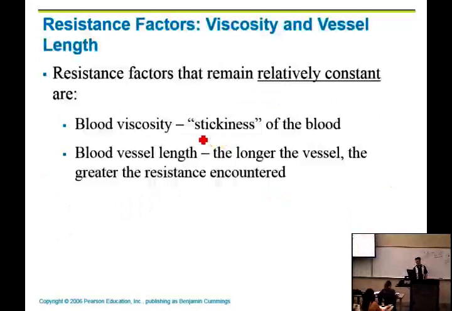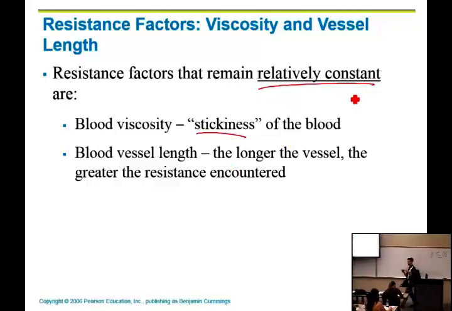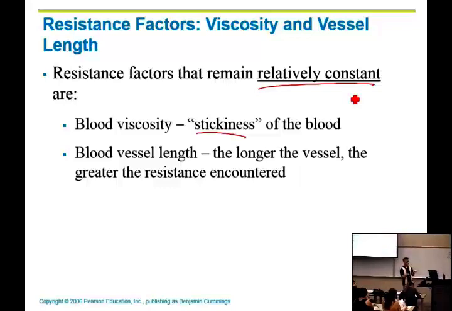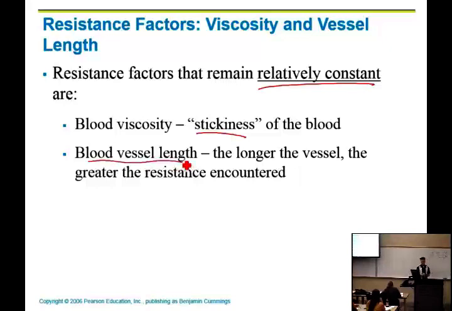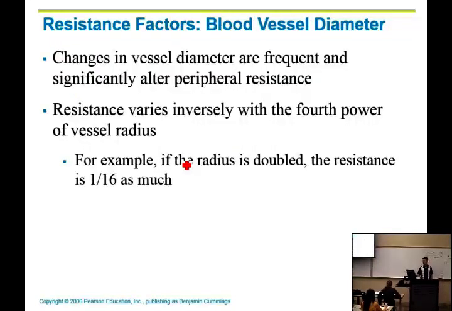So viscosity is the stickiness of the blood. That's relatively constant because it's something we homeostatically control. If you're starting to get dehydrated, then your sweating is going to go down, your thirst center is going to get stimulated, you're going to start doing your water input, your urine output is going to go down, and your digestive system is going to start trying to absorb as much fluid as it can. So we're trying to maintain that at some sort of homeostatic level. Same thing in terms of blood vessel length, like we said. Those are basically constant, but certainly diameter is something that we change very frequently.